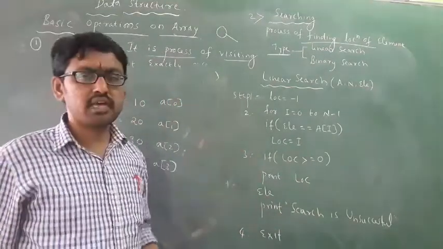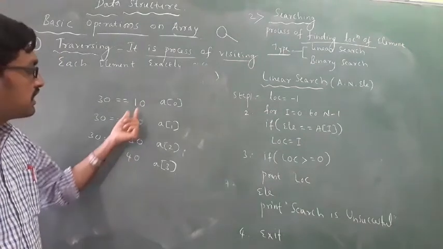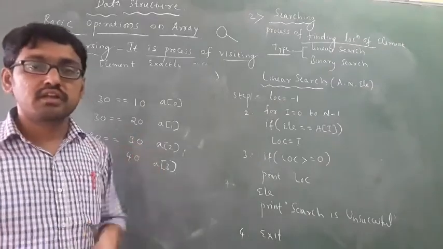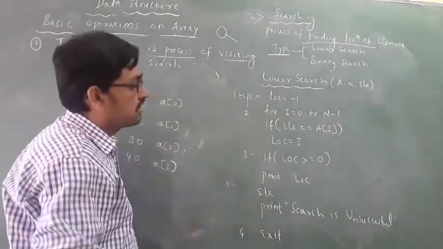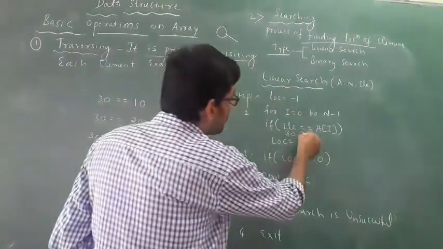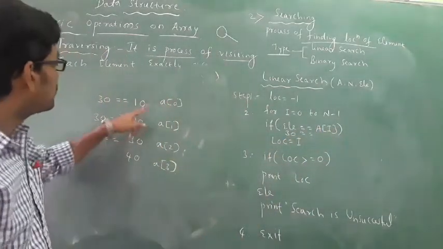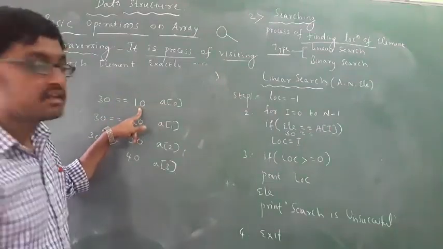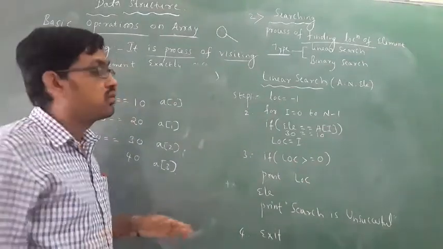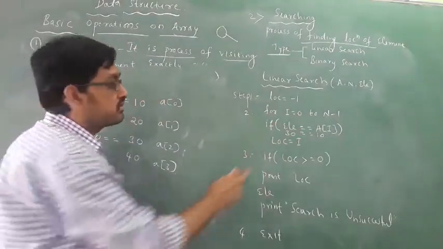For example, I am taking this example: 10 20 30 40. I want to find the location of 30. First, my element is how much? 30. Is 30 equal to a of i? What is i here? i is 0. In a of 0, which element is there? 10. So 30 is not equal to 10, so the for loop will be incremented.